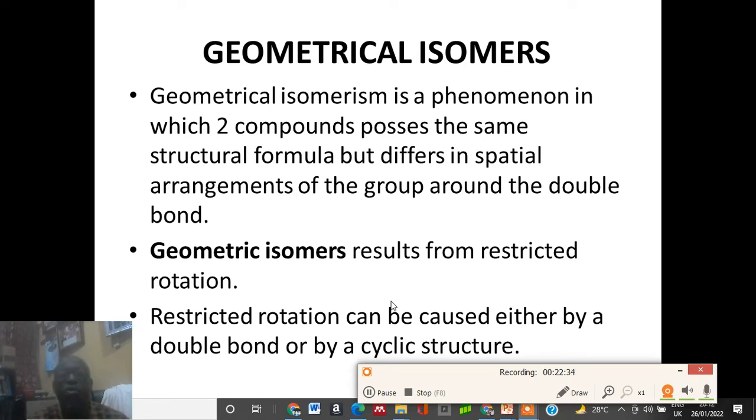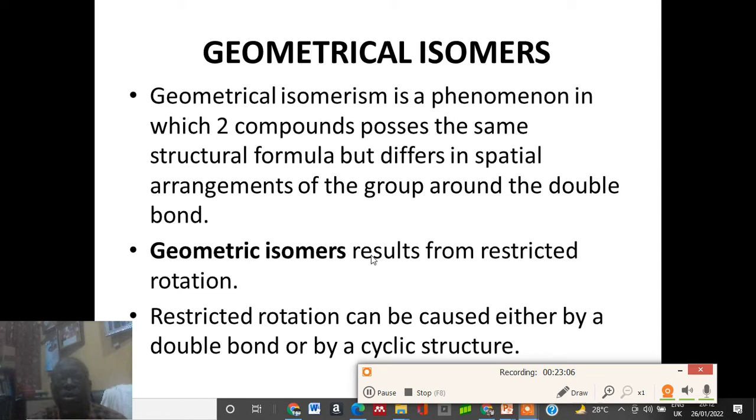All along, we have been discussing enantiomers. Now, we want to discuss geometrical isomers. I hope you recall this concept. Geometrical isomerism is a phenomenon in which 2 compounds possess the same structural formula but differ in spatial arrangement of the group around the double bond. Take note of that. Double bond is very important.